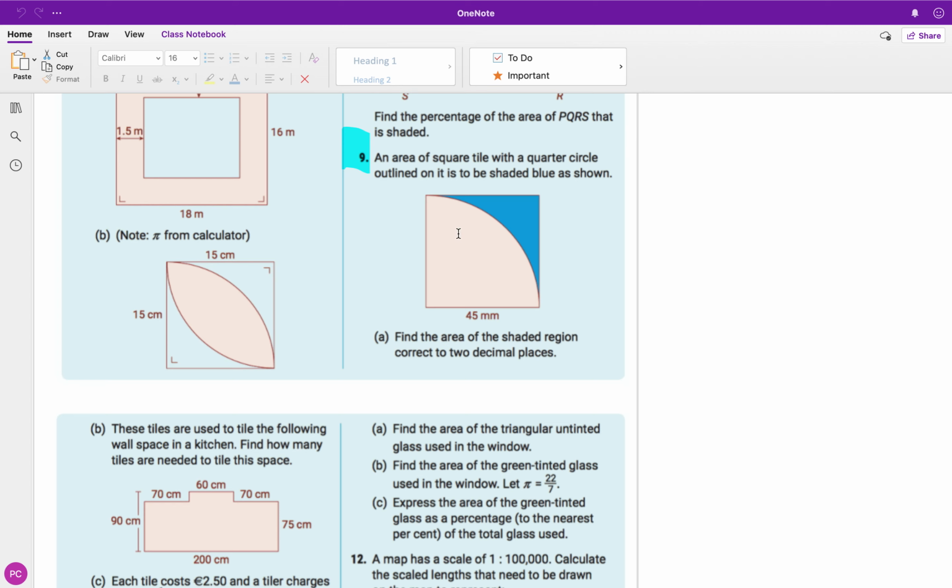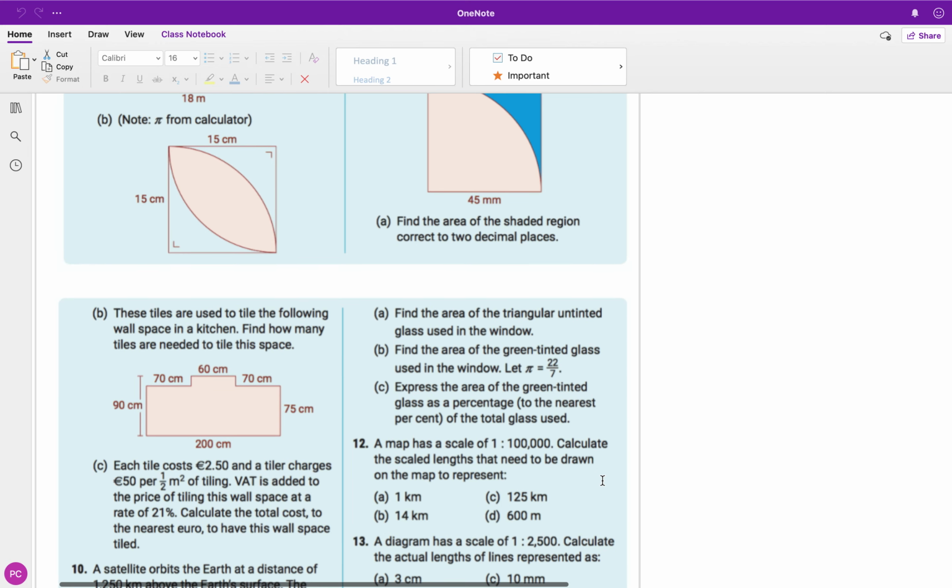Question 9 is a square tile with a bit missing out of it, a bit shaded in. Okay, so remember, you're dealing with a square here. You're dealing with a quarter circle drawn in, so remember, a quarter of an area. You're asked to find the area of the triangular untinted glass used in the window, area of the green tinted glass.